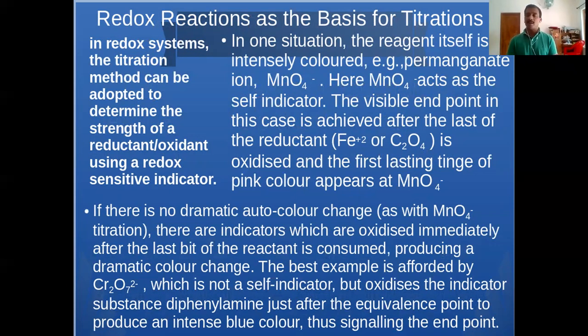Permanganate is pink in color. When you add permanganate to a solution containing Fe2+, decolorization will take place. As the permanganate reacts, Fe2+ will be oxidized to Fe3+, and permanganate ion, MnO4 minus, will be reduced to MnSO4. So immediate decolorization will take place.